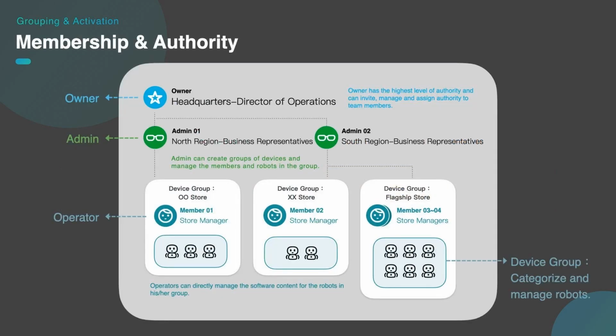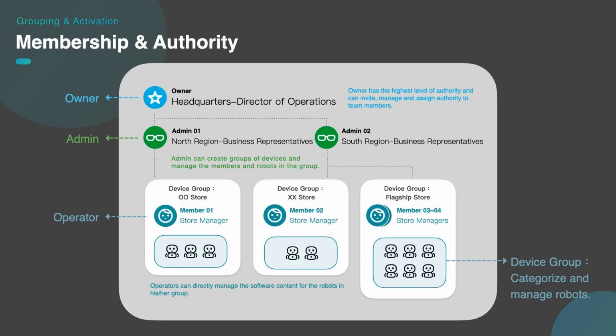Robot Manager is organized into 3 levels of authority. There is an owner, who has the highest level of authority and can invite, manage, and assign authority to team members. Next is the admin, who can create groups of devices and manage the members and robots in the group. Next is the operator, who can directly manage the software content for the robots in his/her group.